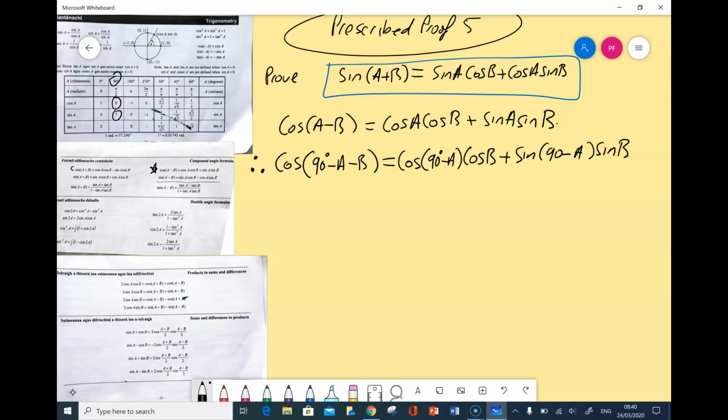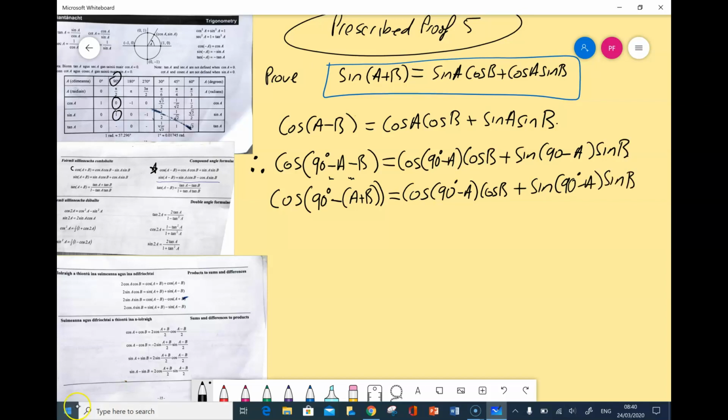Okay, now on the left hand side here, I'm going to factorize out the two minuses I have. So that gives me cos of 90 degrees minus (A plus B), equals cos of (90 minus A) cos B, plus sine of 90 minus A sine B.